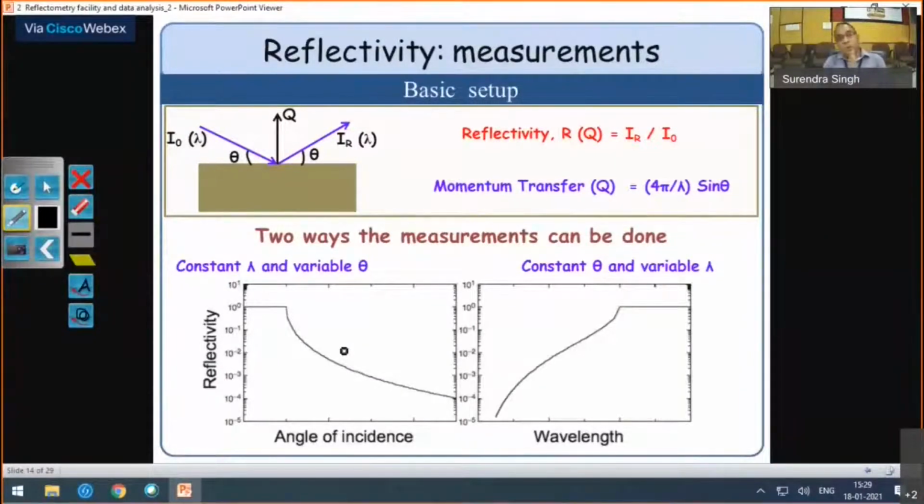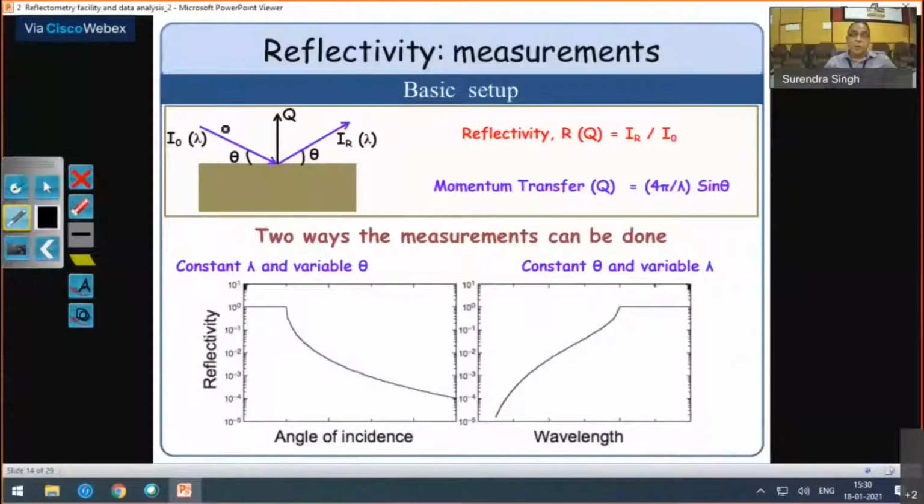Now we will see how to measure the reflectivity, and about the instrument. That theoretical part is complete. So by now we know we can generate reflectivity patterns from the samples theoretically, and we will see how to measure that reflectivity experimentally. So as I was saying, what is the reflectivity? It is nothing but the incident intensity I0(lambda) and the reflected intensity IR.